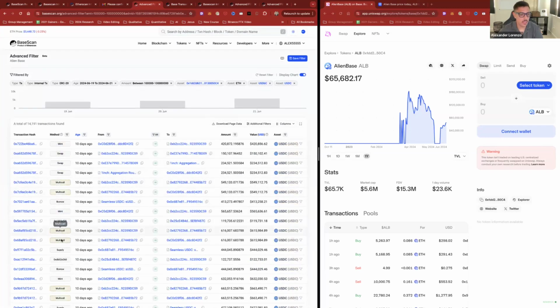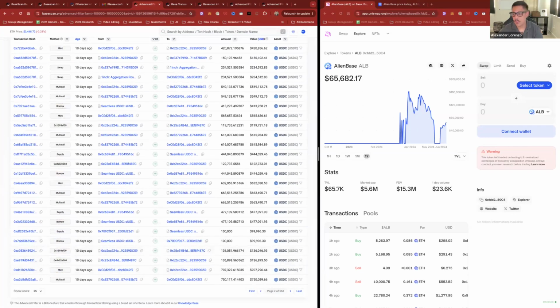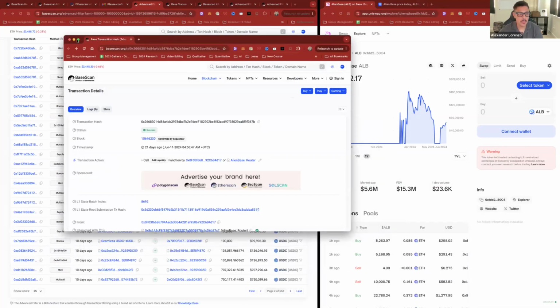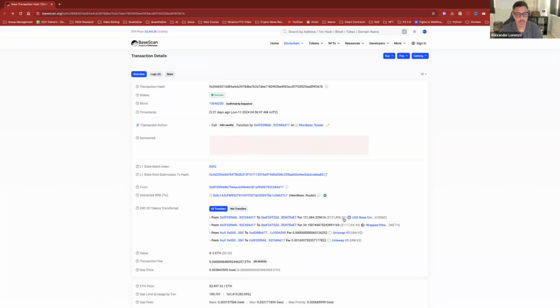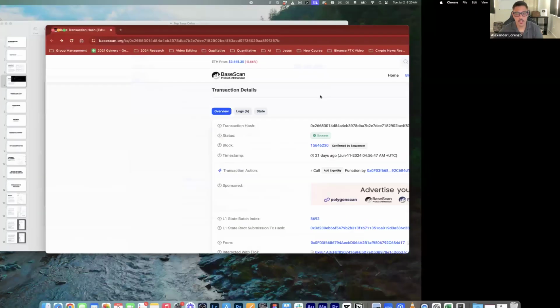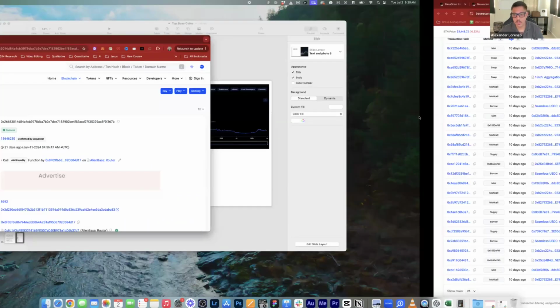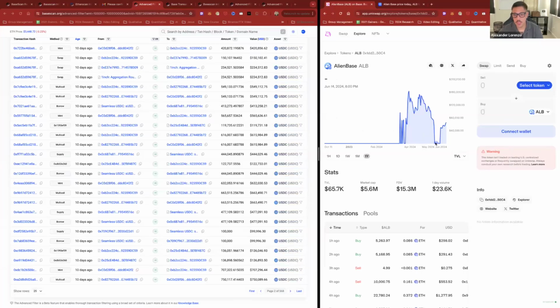If you could look here, for example, this is what I did last time. I found this transaction here on my other screen, and this is how I found it, just by random chance. Right here, alien-based router. Look, add liquidity on alien-based router 21 days ago, June 11. But that was random chance. So this is June 11th, right? So that's right here, at the exact bottom.